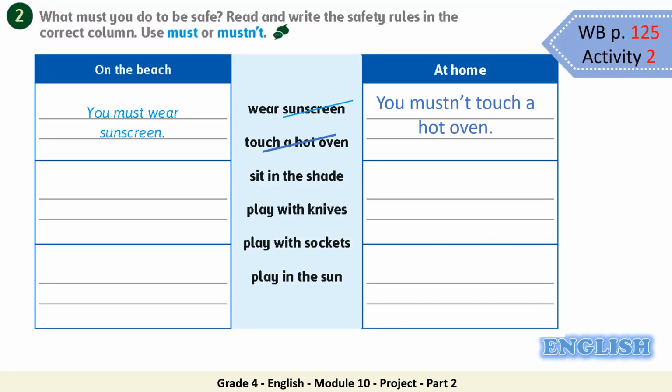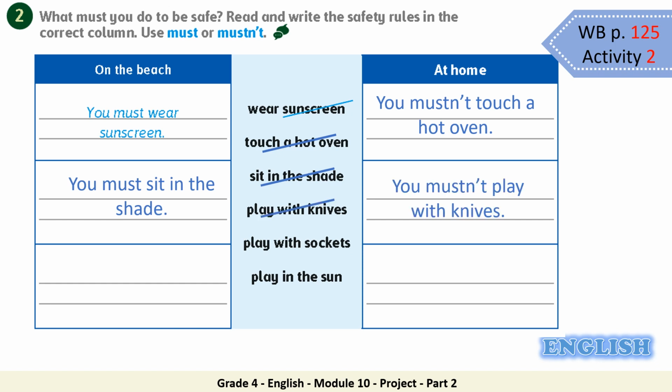Let's continue writing the rules. The next one, sit in the shade. It applies on the beach. So we should say, you must sit in the shade to be safe. Good job. Next, play with knives. It's at home. Super. So the sentence would be, you mustn't play with knives. Great job. Let's move on.